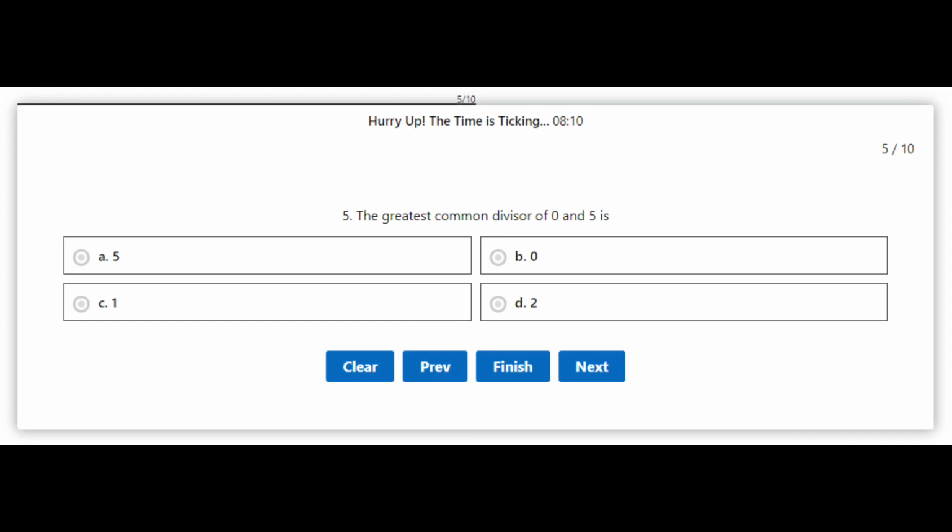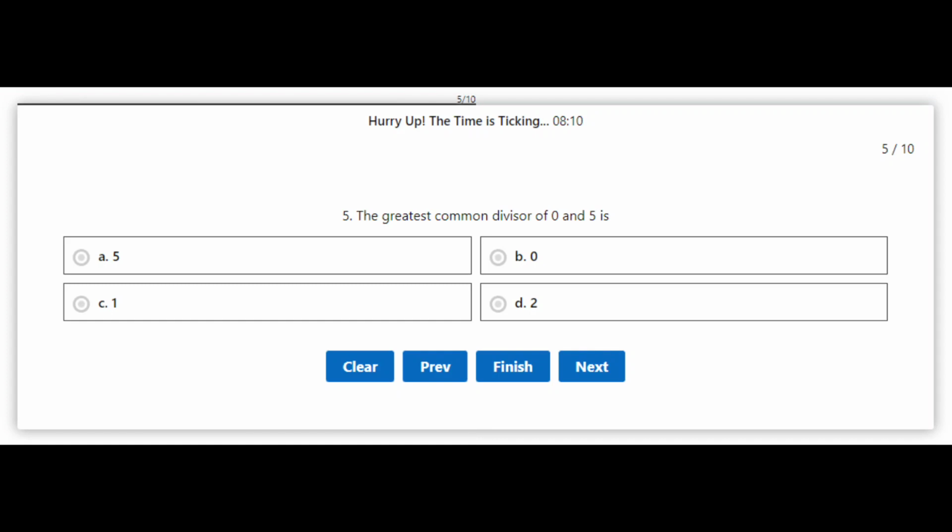So you have to understand there is no common divisor or common factor. Highest common factor or lowest common factor doesn't matter, but there is no common factor between 0 and 5, or any number like 6, 7, 8. Any number and 0 don't have any common factor.